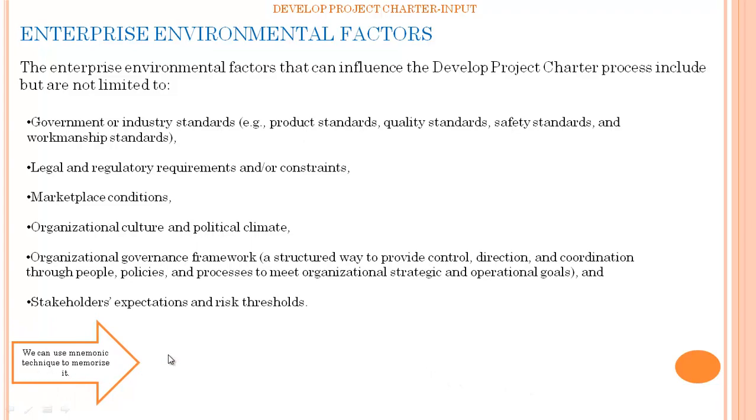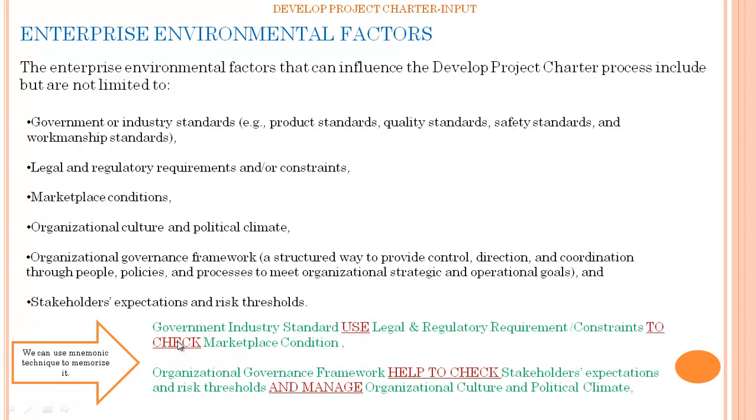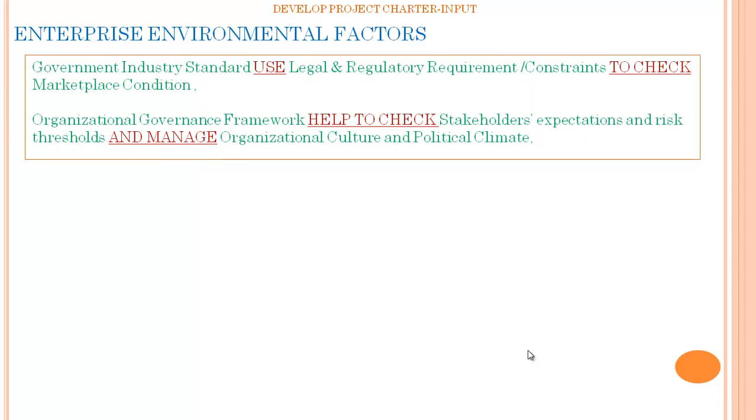We can use a mnemonic technique to memorize it. Government industry standard uses legal and regulatory requirement or constraint to check marketplace conditions. Organizational governance framework helps to check stakeholders' expectation and risk thresholds and manage organizational culture and political climate. I will read it again. Government industry standard uses legal and regulatory requirement or constraint to check marketplace conditions. Organizational governance framework helps to check stakeholders' expectation and risk thresholds and manage organizational culture and political climate.